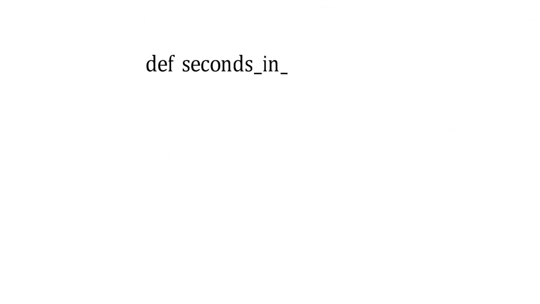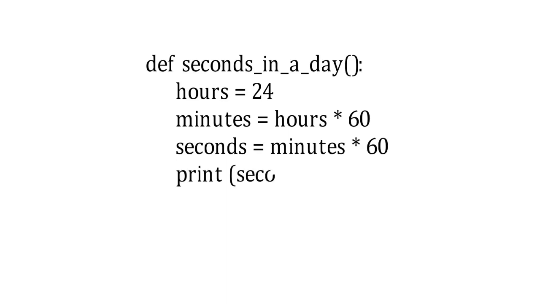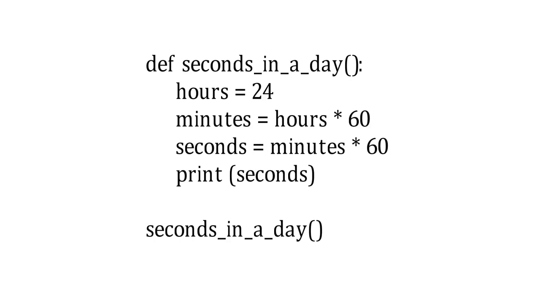def seconds_in_a_day(): hours = 24, minutes = hours * 60, seconds = minutes * 60, print(seconds), seconds_in_a_day(). In this code, I'm creating a function called seconds_in_a_day, and I'm not passing it any variables. I am then defining three variables called hours, minutes, and seconds. I'm setting hours to 24, minutes to 60 times hours, and seconds to minutes times 60. Then I'm printing the number of seconds.